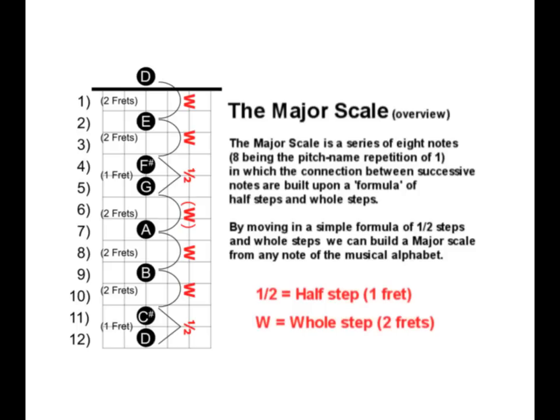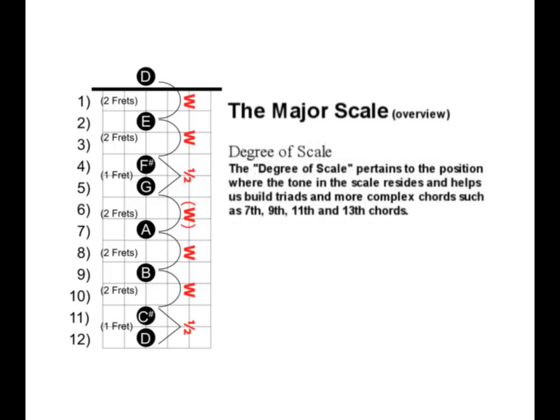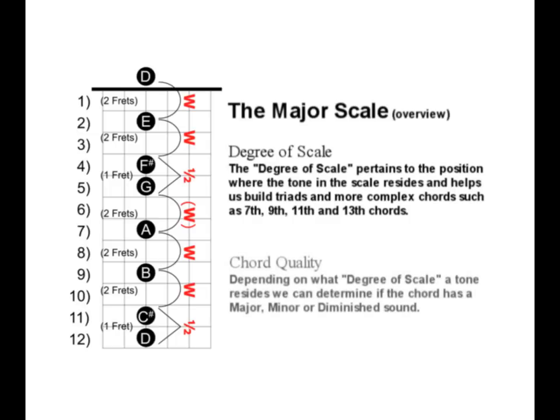And of course, a half step equals the movement of 1 fret, and a whole step equals the movement of 2 frets. Next, I'd like to talk to you about the degree of scale. And this pertains to the position of where the tone in the scale resides, and this helps us build triads and more complex chords, such as 7th, 9th, 11th, and 13th chords. And more importantly, we can determine the quality of the chord.